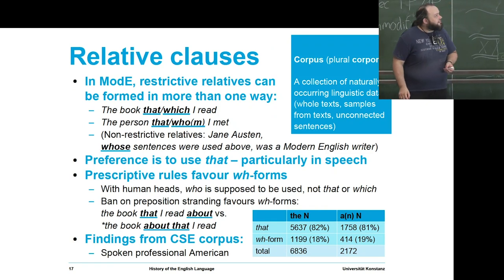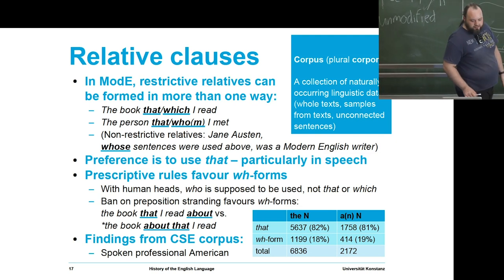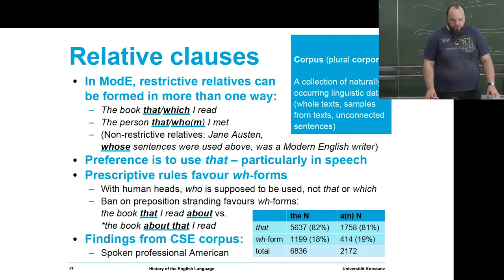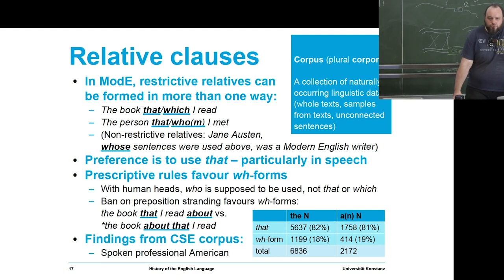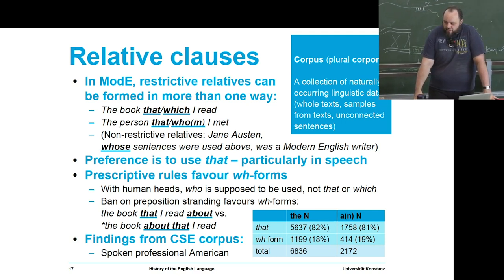Okay, here's a slide that's got probably too much text on it, but let's roll with it anyway. This is a slide about relative clauses. And in modern English, as you know, relative clauses can be formed in more than one way. So you can say, the book that I read, the book which I read. You can also say, the book I read, with nothing introducing the relative clause, right?